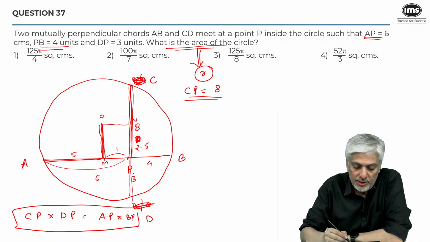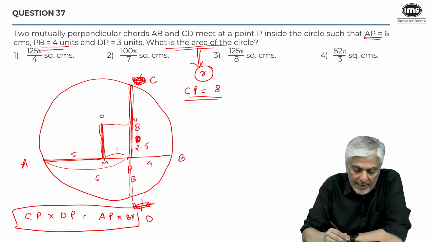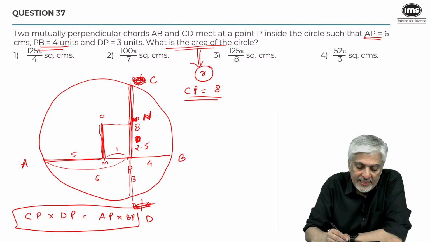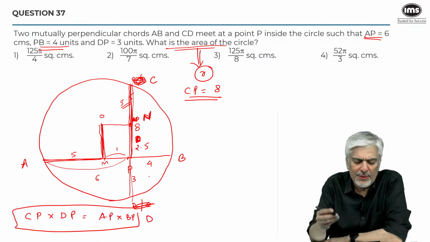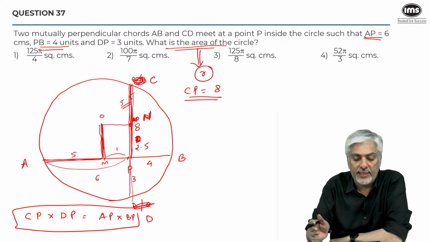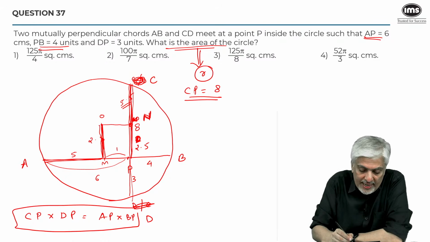I'll repeat this. Pay attention. NP. N is the midpoint. 8 plus 3 is 11, so CN is 5.5. 8 minus 5.5 is 2.5, or 3 plus 2.5 is 5.5. Whichever way you want to look at it, we got this as 2.5, and now the Pythagoras theorem.